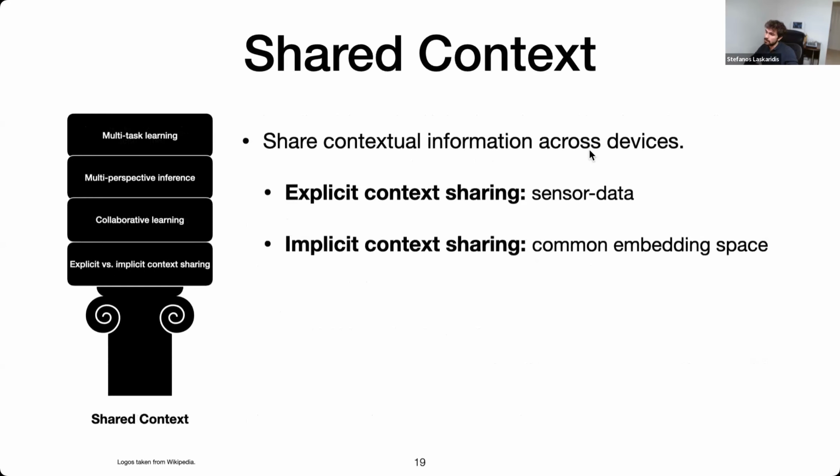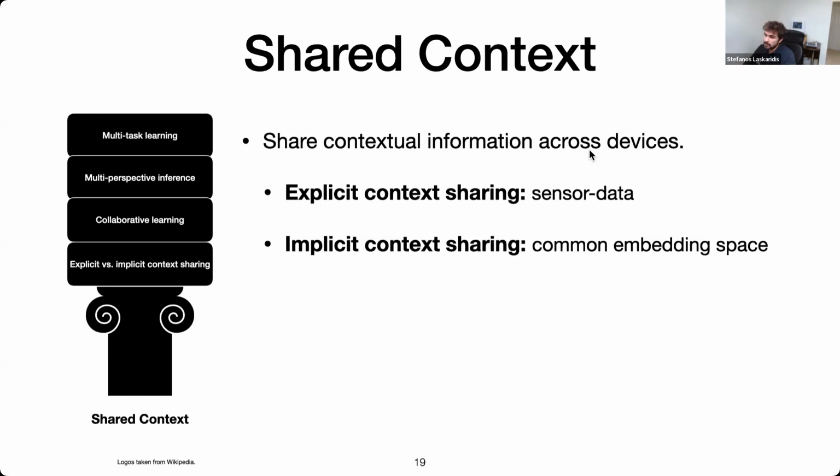Right. In terms of context sharing, there is effectively a contextual fabric of information that can be shared across devices. This contextual sharing can be twofold. One is explicit context sharing, and we're talking about raw data, raw sensor data, or it can be implicit, in terms of embedding this information into a common subspace in order for models to be able to use that in a multimodal setting, for example.